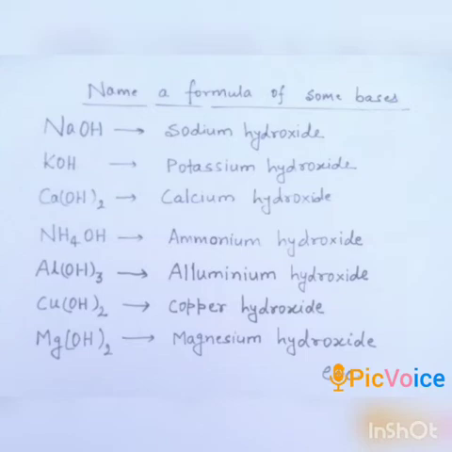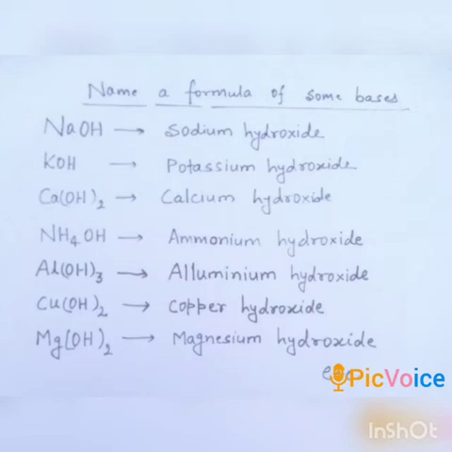Copper hydroxide, Cu(OH)2. Magnesium hydroxide, Mg(OH)2. These are some of the examples of bases with their chemical formulas. Some of them are soluble in water, so they are alkalis, and some of them are not soluble in water, so they are not alkalis.